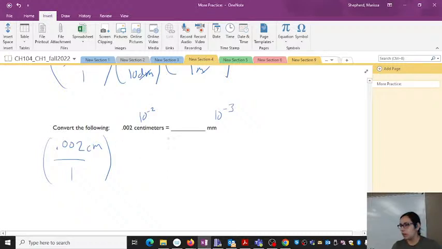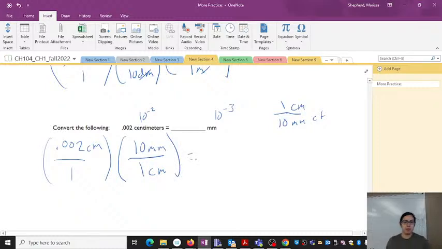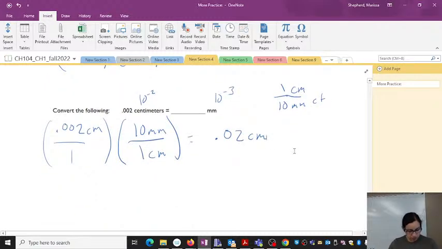What'd you say? 1/10. So 1/10 as in, yeah, so 1 centimeter is equal to 10 millimeters. So that looks good. So now we have our conversion factor, but then we have to plug it in. And so we'll switch that. So 10 millimeter goes on top, 1 centimeter goes on bottom, and then we get our answer of 0.02 centimeters. Oh, millimeters, my bad.